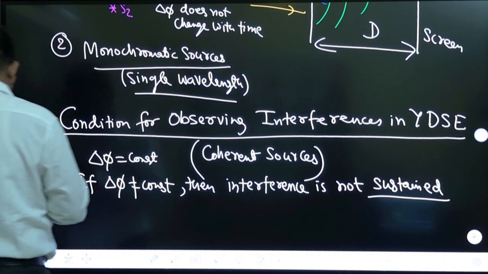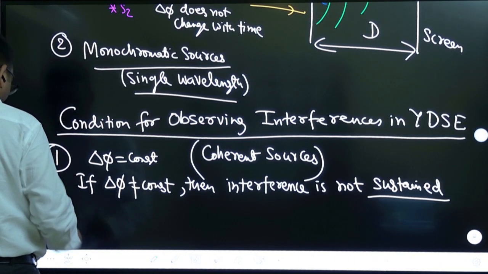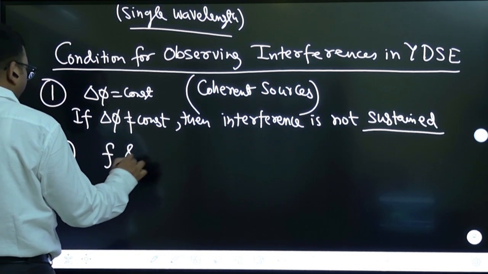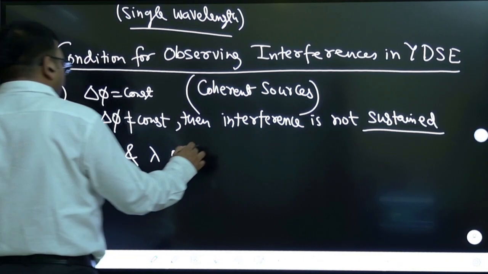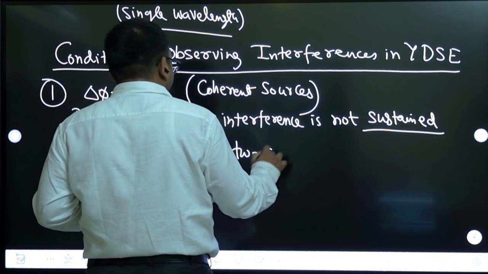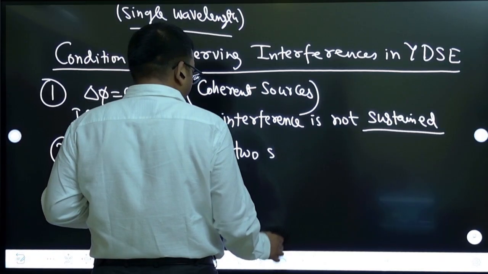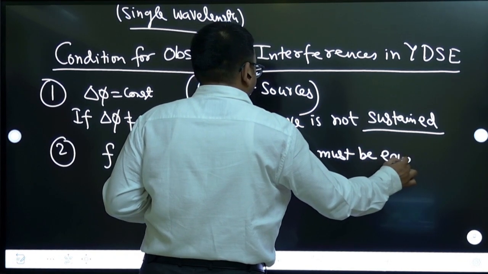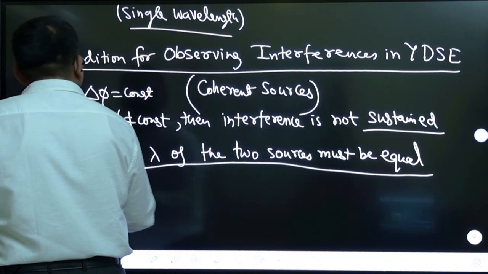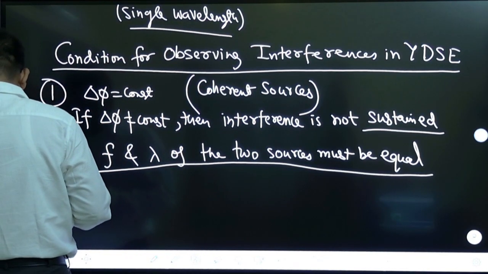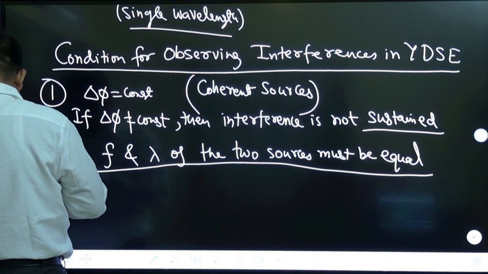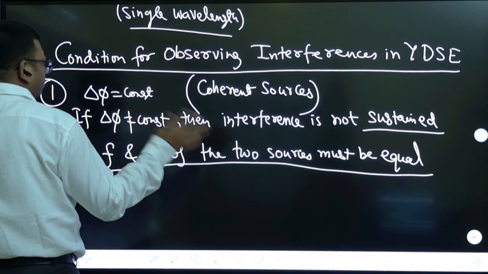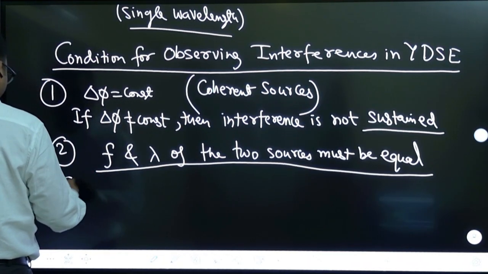That's what it is. Then the frequency and wavelength of the two sources must be equal. That's what it is. Okay. Monochromatic condition. So the frequency and wavelength of the two sources must be equal. They must have the same frequency and the same wavelength. If not, the phase difference will not remain constant, and so sustained interference will not be there.